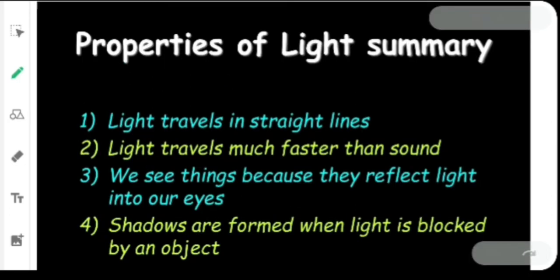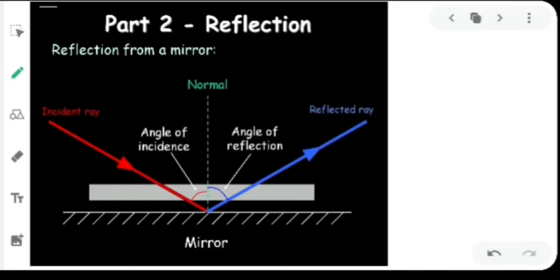Now let us summarize the properties of light. The first thing we talked about: light travels in a straight line. Light travels much faster than sound. We see things because they reflect light into our eyes, and shadows are formed when light is blocked by an object. These are a few important facts about light.